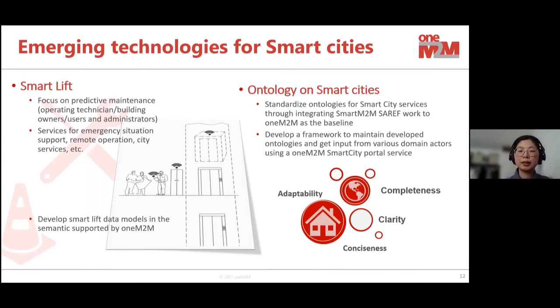We also have another technical report, which is working on an ontology for smart cities. In this technical report, it provides analysis based on the SmartM2M SAREF interworking with oneM2M. So through the interworking between SAREF and the oneM2M ontology, we consider using it as a baseline. This technical report is going to develop a framework to maintain the mentioned ontologies and get input from all the verticals. Here we analyze ontologies for smart cities from 4 dimensions: adaptability, completeness, clarity, and consensus. Those are the features for this smart city ontology study.